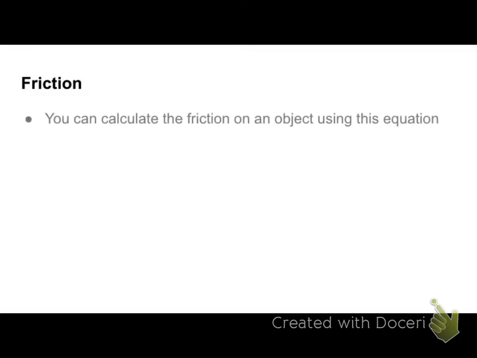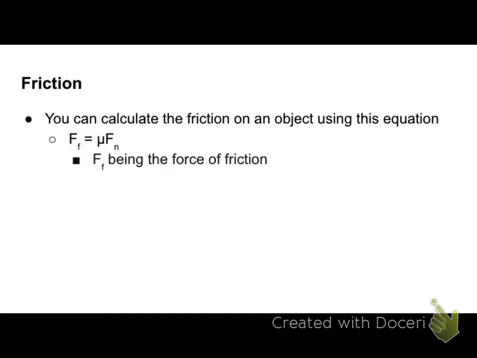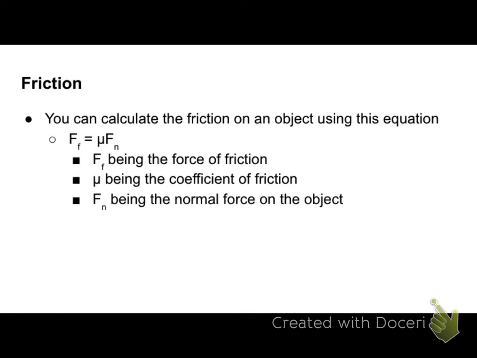Given what we now know about friction, you can actually calculate the friction on an object if you have both the coefficient of friction and the normal force, or if you have the force of gravity and the mass of the object, you can calculate the normal force and then use this equation to solve for the force of friction. So in this equation, F sub F is the force of friction, mu is the coefficient of friction, and F sub N is the normal force on the object. So if you have 2 out of the 3 of these things, you can calculate the other one using algebra, basically.